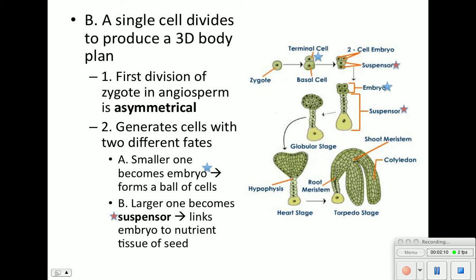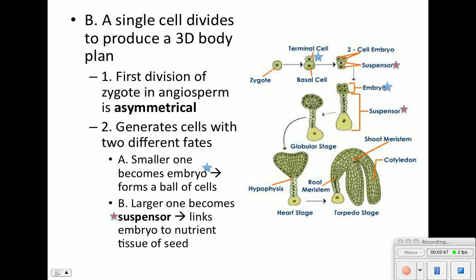Then a single cell divides and it starts to produce a 3-dimensional body plan. So the first division in an angiosperm is asymmetrical. Okay, so it's not even. So here's my zygote. There's that little star there. Asymmetrical. I got this huge cell, I got this little cell. Generates cells with 2 different fates. The smaller one becomes the embryo, and then the larger one is called the suspensor. And this is going to be the link between the embryo and the nutrition. And so you can see that here.